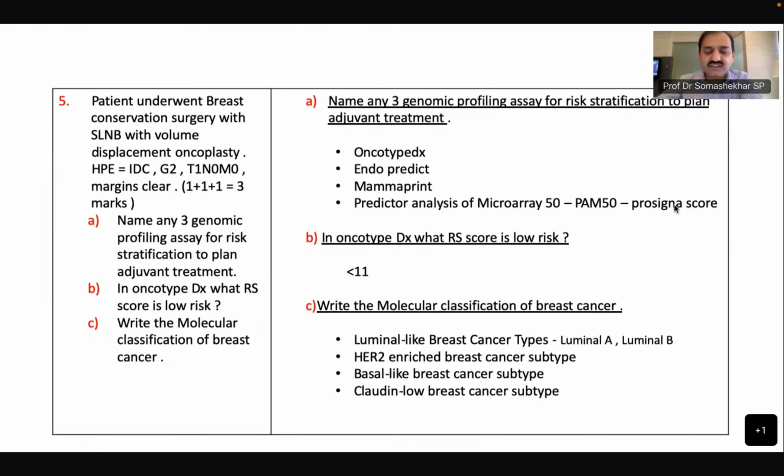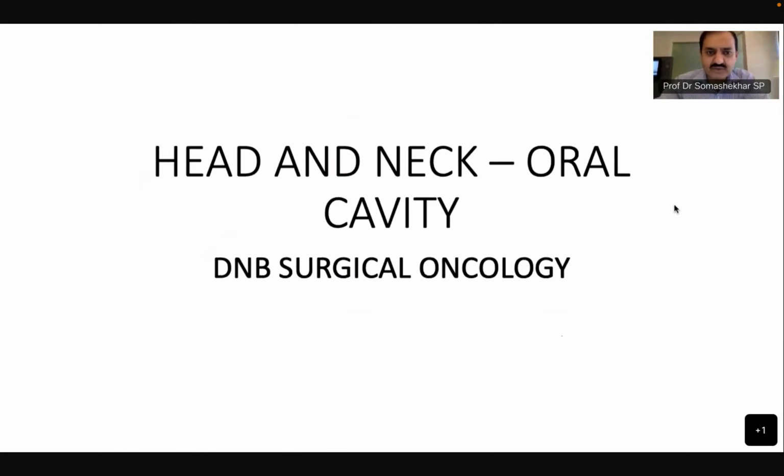Okay, so these are the genomic profiles. I hope it is clear, because in the given time I can't cover too much, but this would sail you through most of the exams. Most of the questions center around this in early breast cancer.